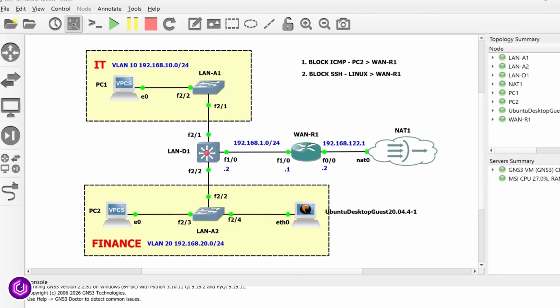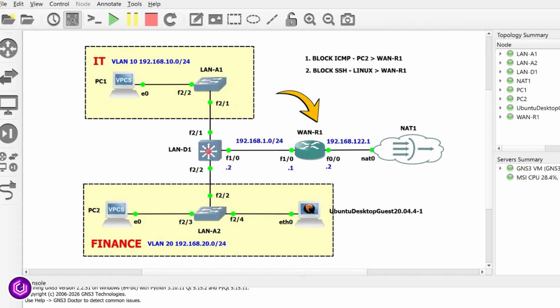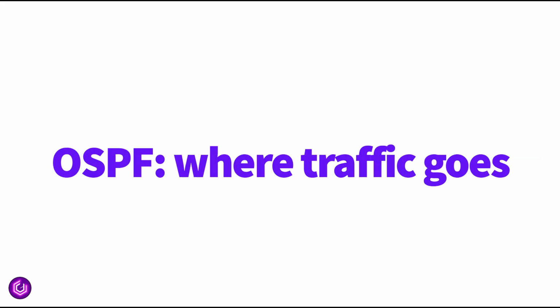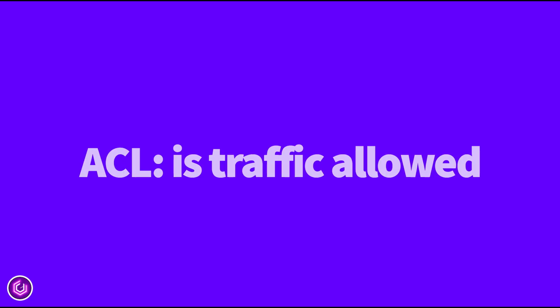Access control lists, or ACLs, are used to filter traffic on a router. This will let you, for example, block anyone from the finance team who can access the router using a particular protocol and port. So, OSPF decides where traffic goes, but the ACL decides whether it's allowed.